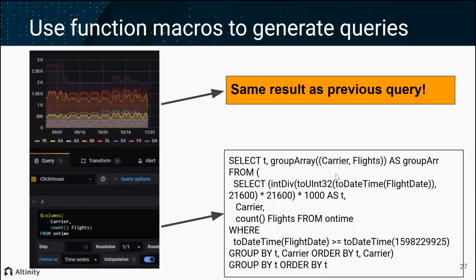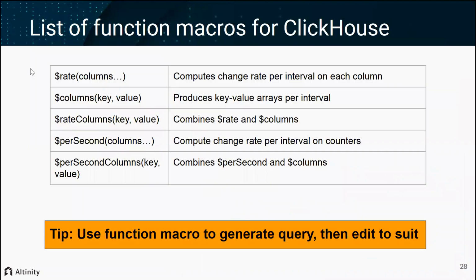And what that does is it generates this much larger query that's shown here. This is sometimes useful because some of these queries are complex to create, but this basically gives us the same sort of information. So this is a very useful approach. One of the things that you can do is, well, there's a bunch of them. So for example, there's a columns one, which takes the carriers and uses them as keys, and then has an array of values per interval. So these can then get mapped onto a graph.